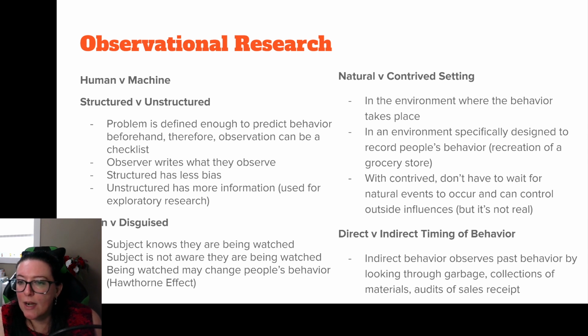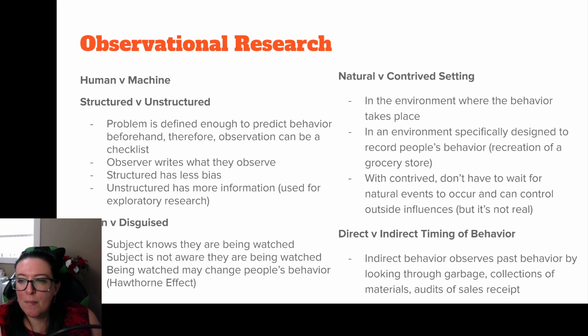The other thing to consider is whether we are doing direct behavior or indirect behavior. So with direct behavior, we are observing someone while they are doing the activity. Indirect timing of behavior tries to capture what someone did in the past by doing things like looking through their garbage or having them set aside materials when they do an activity. So we can have people who buy and use certain products. If they use, let's say, whatever drink containers they buy and then drink, they put them in a special bin, and then we analyze what's in that bin.